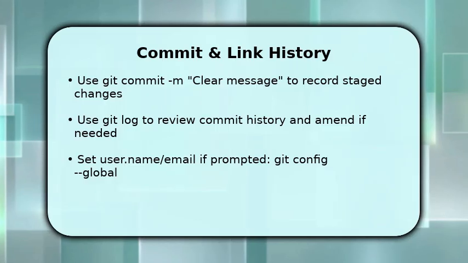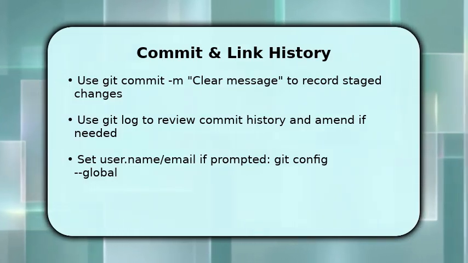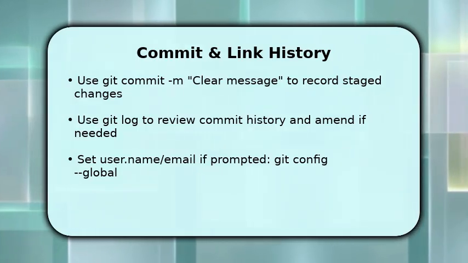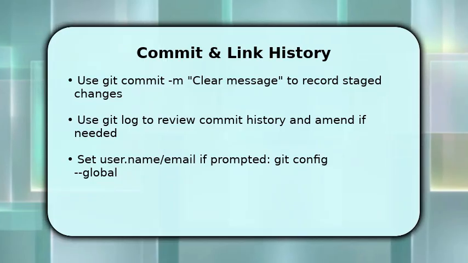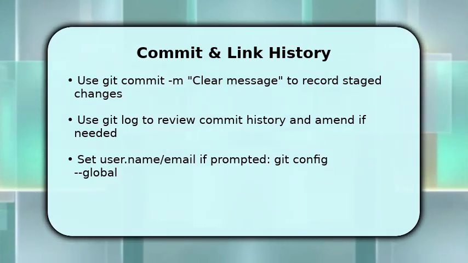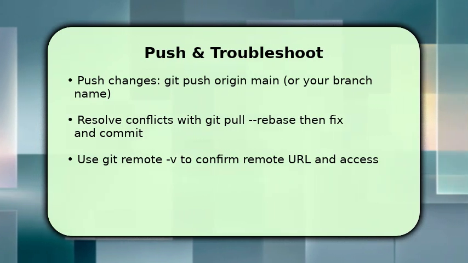Make sure git identity is set with git config --global user.name and user.email so commits link to you. Then run git log to verify the sequence and check that your new commit appears as expected. Now push your commits upstream with git push origin main or the branch you work on. This publishes files to GitHub.